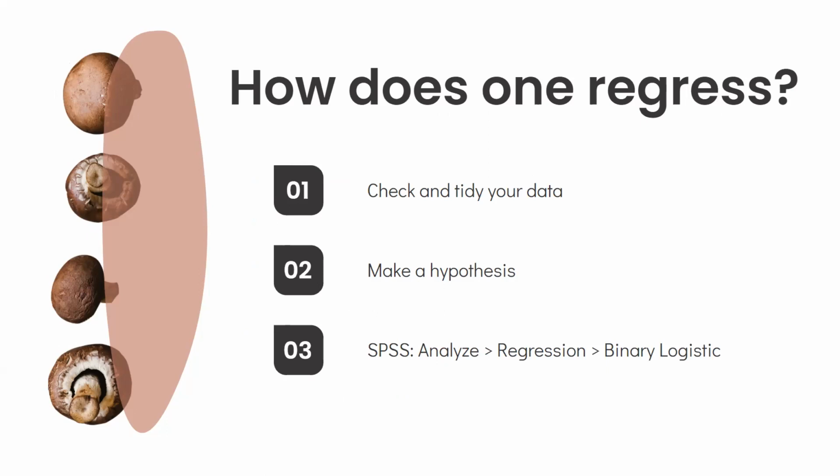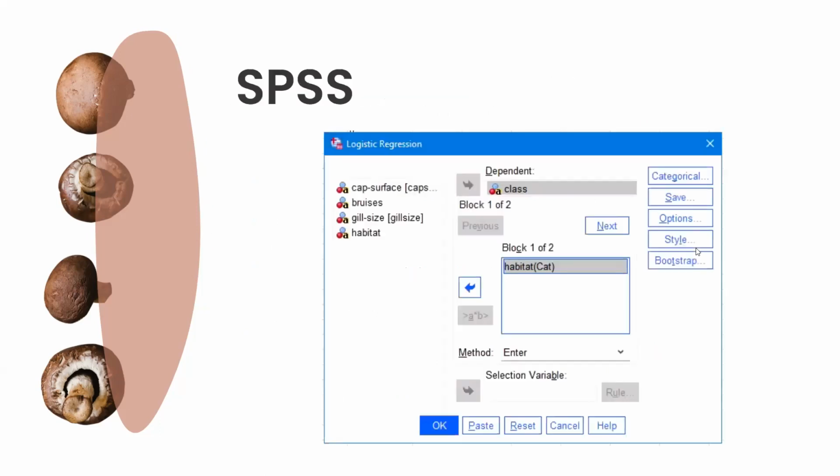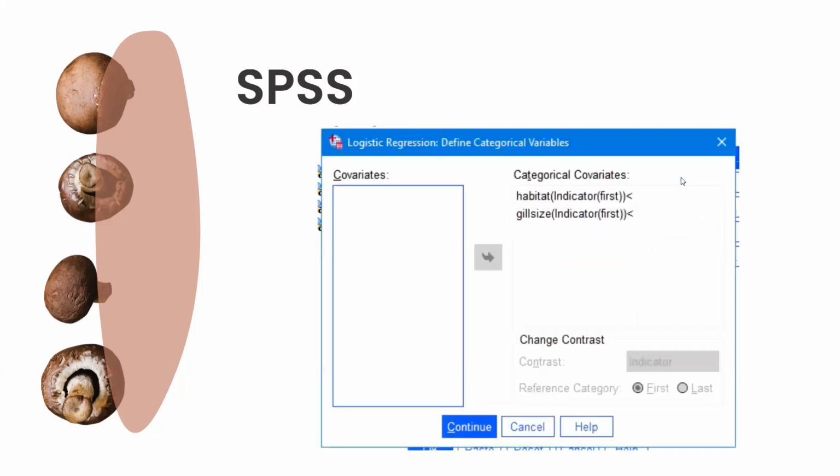Make your hypothesis and then launch SPSS. You guys remember all of this. We come into here. So this is an example of mine. So you'll see all these screenshots for that. We have our dependent variable, which is class, which was edible or poisonous. Block 1 for me was habitat. Block 2 was habitat and gill size. Come over here to categorical. I left it as the same.